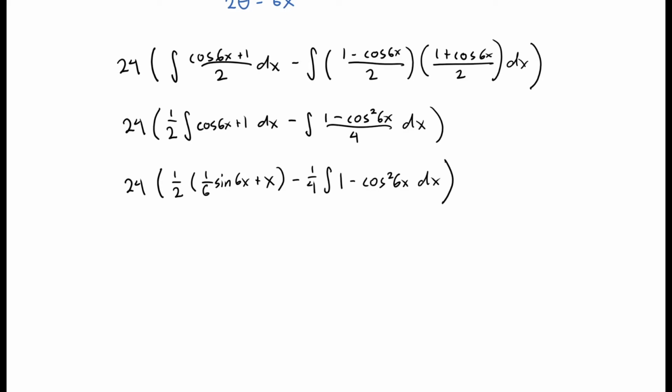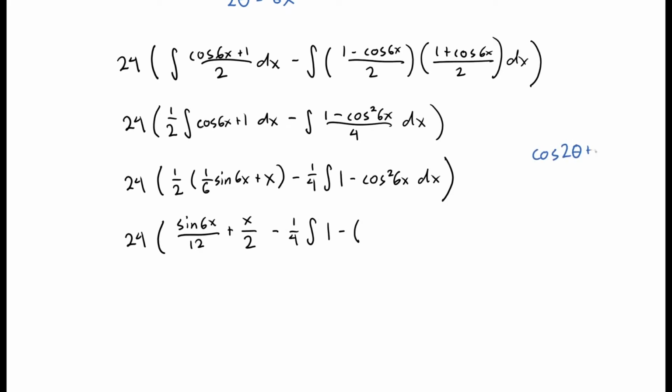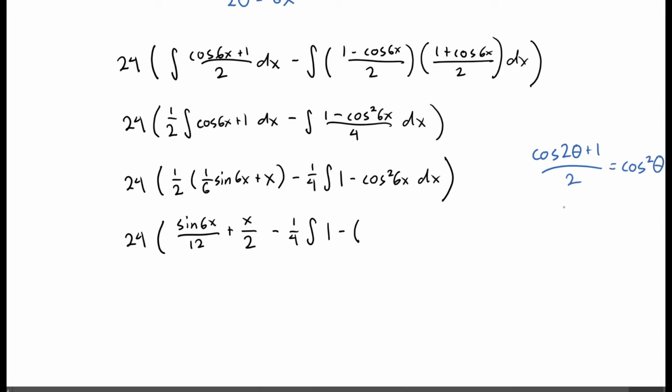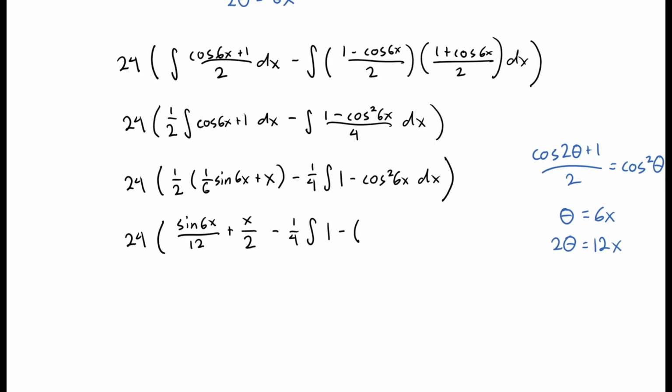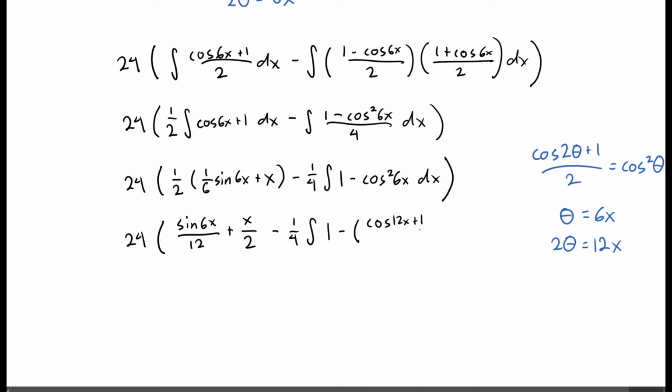And then to get rid of that square, we're going to use the double angle identity again. So I'll write it down again. It's cosine of 2 theta plus 1 over 2 equals cosine squared of theta. And again, to clarify, if we have theta as 6x, then 2 theta is 12x. And so I'm going to plug in our identity, so we'll get 1/4 times the integral of 1 minus the quantity of cosine 12x plus 1 over 2 dx.